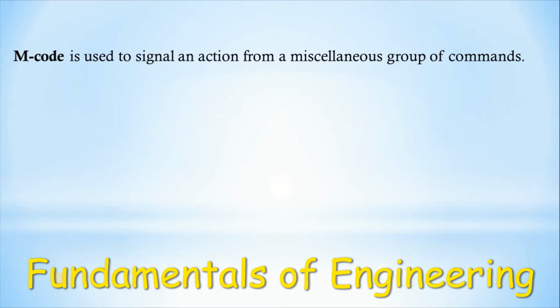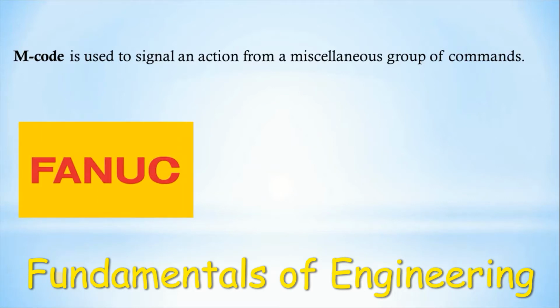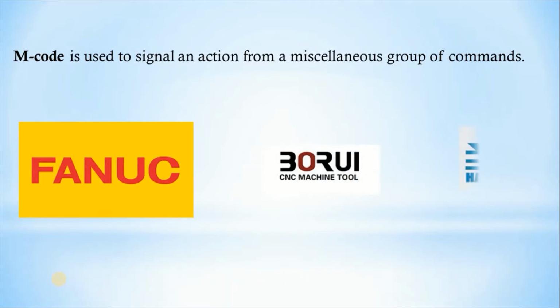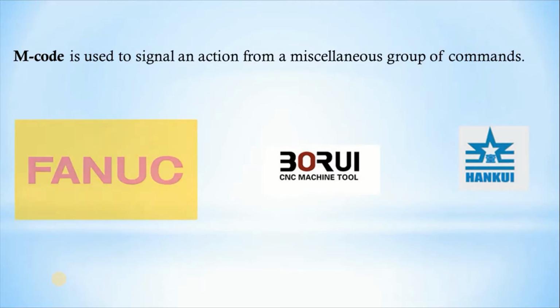So M code is used to signal an action from a miscellaneous group of commands. So M refers to machine or miscellaneous code. With the help of M code and G code, we are writing the CNC program to get the finished operation based on the component drawing. So these M codes and G codes are used in different machines. For this session, we are going to see the M codes required in the FANUC system.